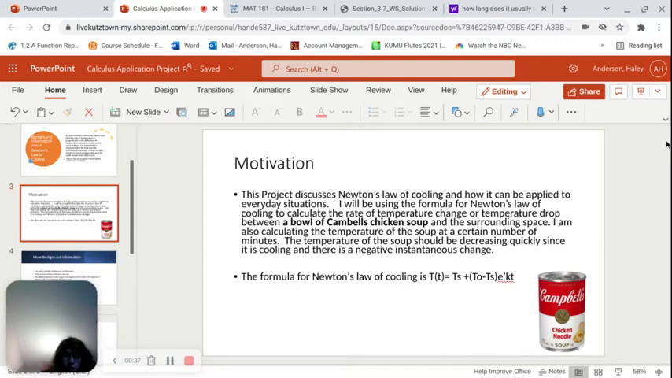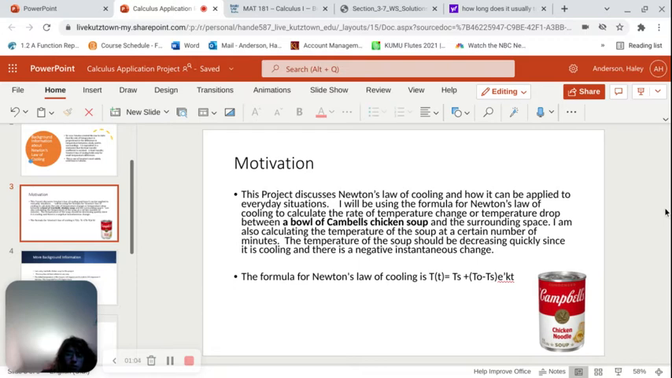So for this project, I'm using the formula for Newton's law of cooling to calculate the rate of temperature change, or temperature drop, between a bowl of Campbell's chicken soup and the surrounding space. I am also calculating the temperature of the soup at a certain number of minutes. The temperature of the soup should be decreasing quickly since it is cooling and there is a negative instantaneous change.